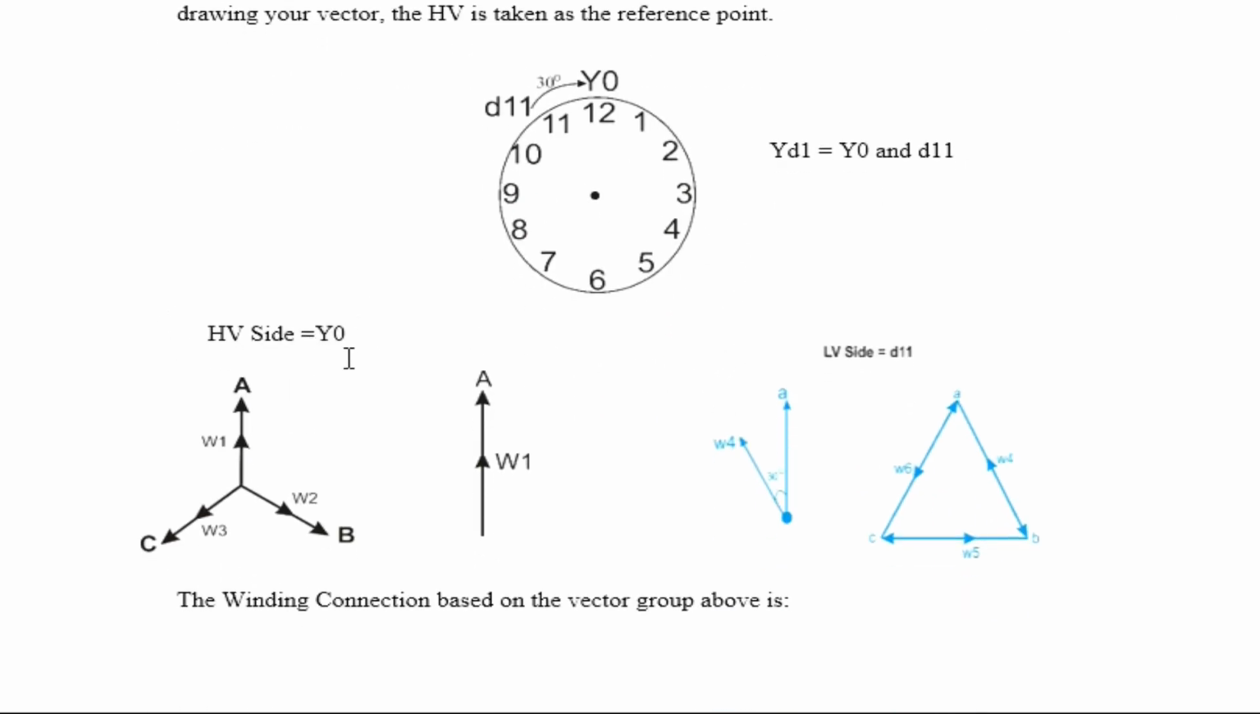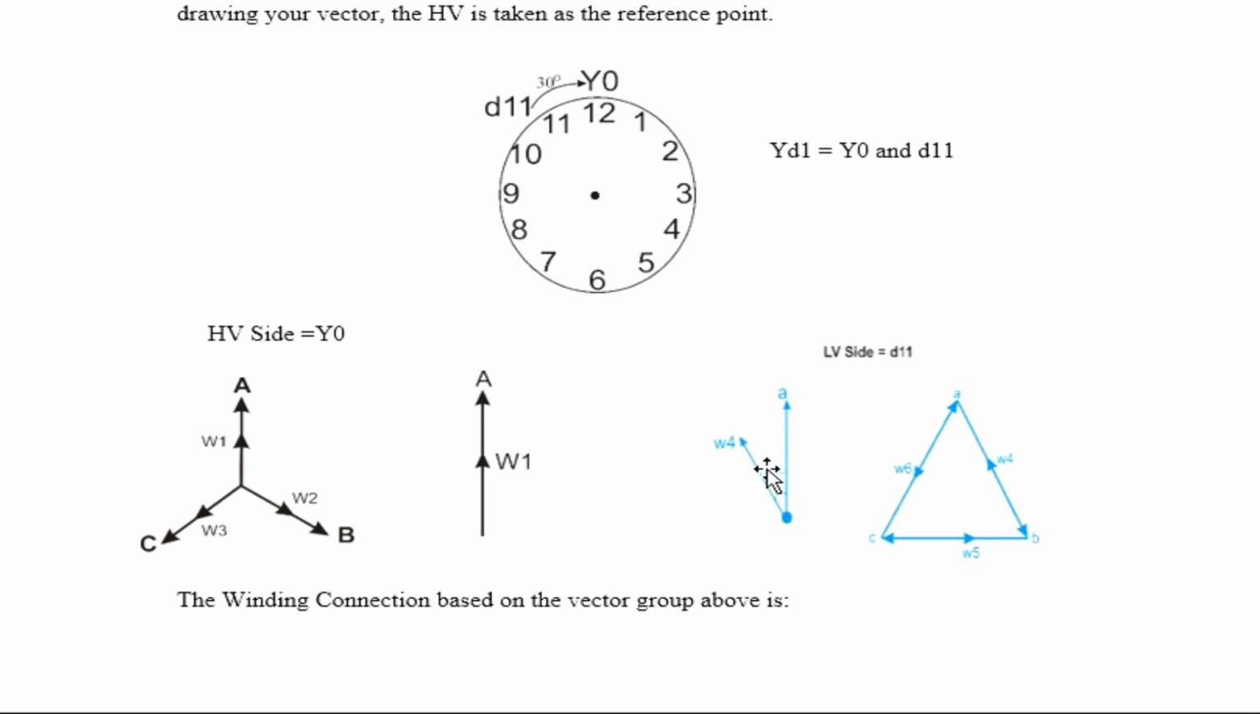So your HV side is Y0, your LV side is D11. So for us to have our Y0, you would see that exactly the windings of W1 is in 12 o'clock for Y0. So this is how your Y0 connection will be. Then for your D11, it shows that your windings is on 11 o'clock, and this is how it will be. Look at it very well.